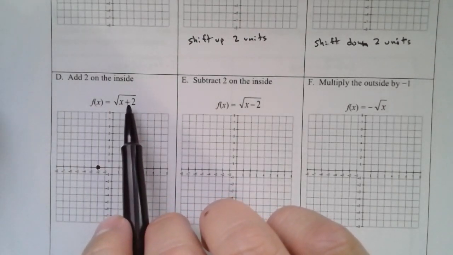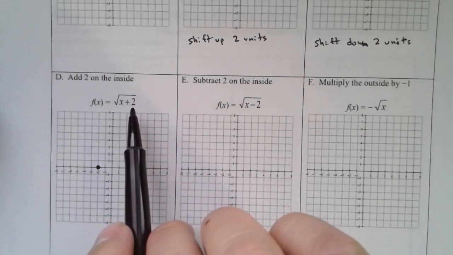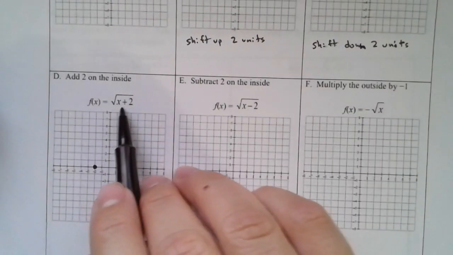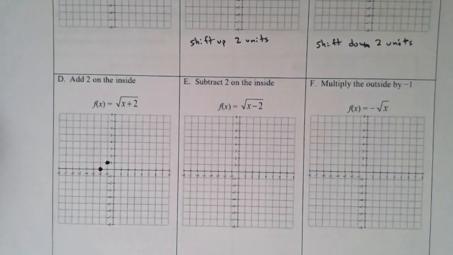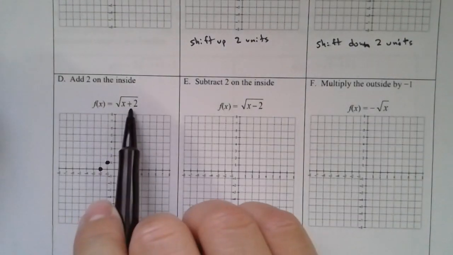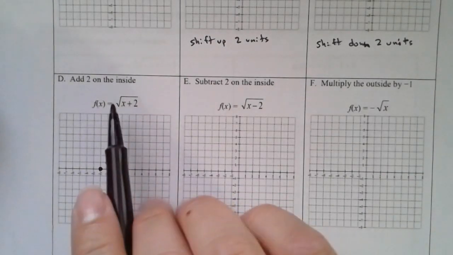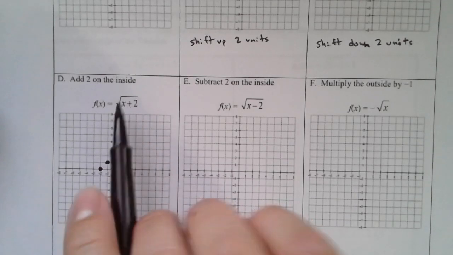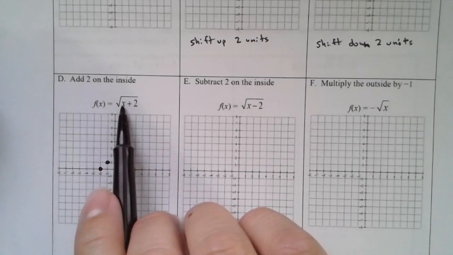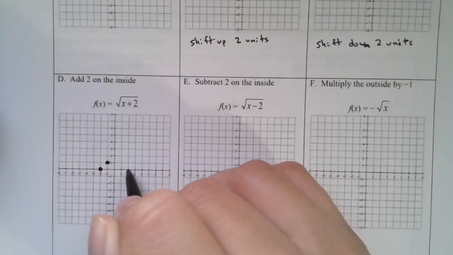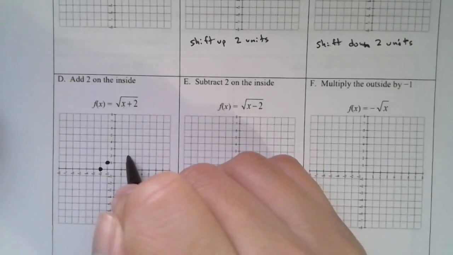Okay, to get 1, I will need to plug in negative 1, right? Negative 1 plus 2 would be positive 1. Square root of positive 1 is 1. So that point there. Next one, I want to get 4, sorry, square root of 4, because that gives me 2. So how do I get 4 on the inside? I have to plug in 2. If I plug in 2, 2 plus 2 is 4, square root of 4. So I'll be there.